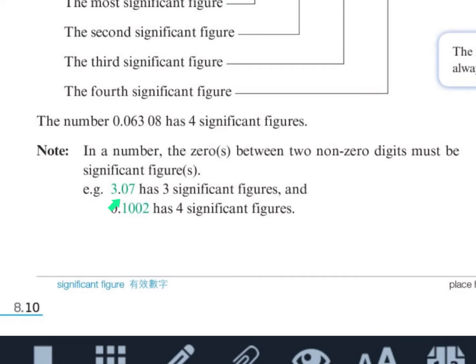For the number 3.07, the greatest place value is 3, and the remaining figures are counted as significant figures, so there are 3. While for the second number 0.1002, the greatest place value is 1, and the remaining 002 are the second, third, and fourth significant figures. So there are 4 significant figures for 0.1002. The first 0 is not counted because we start at the greatest place value.